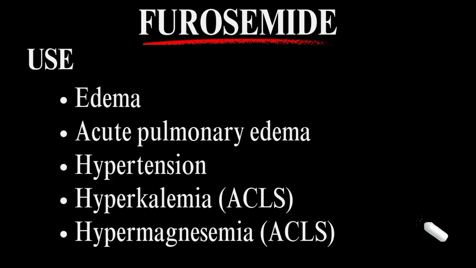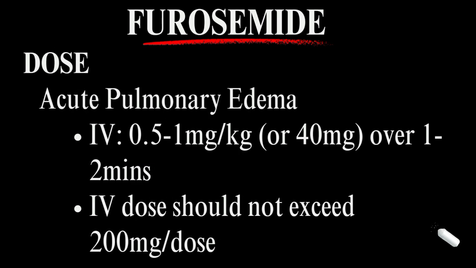It's also used in acute pulmonary edema, hypertension, and in ACLS is used in hyperkalemia treatment and also hypermagnesemia. So the dose for acute pulmonary edema is IV 0.5 to 1 milligram per kg or usually 40 milligram over 1 to 2 minutes. And the IV dose should not exceed 200 milligram per dose.